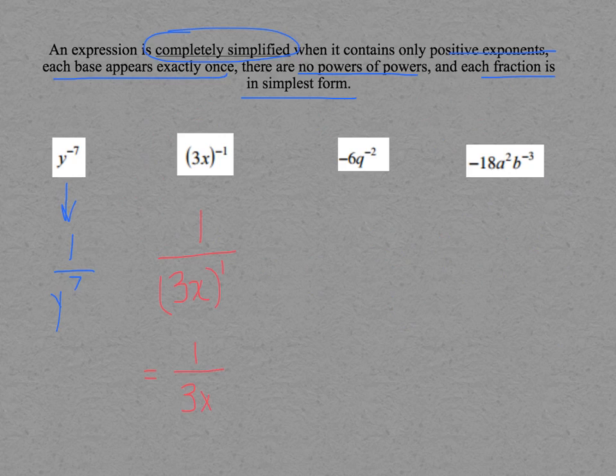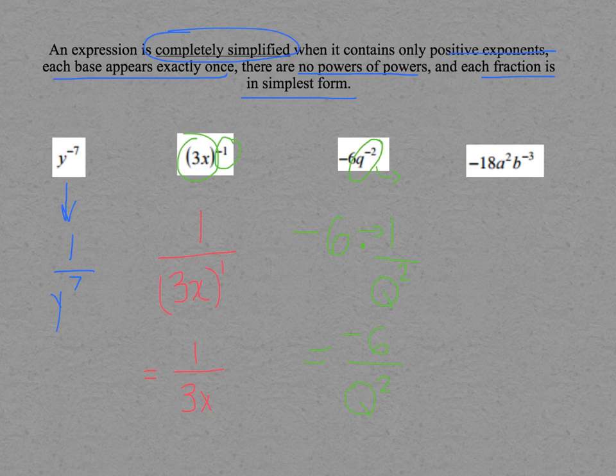Our next example is slightly trickier. So I have negative 6q to the negative 2. So you have to be careful here. In this second example, the negative 1 was for everything in parentheses. Here, the negative 2 is just for the q. So I'm going to keep my negative 6 here, and I'm going to multiply by, now let's flip this q to the negative second power as 1 over q to the positive second power. And now if I were to multiply across the top, I would get negative 6 over q squared.